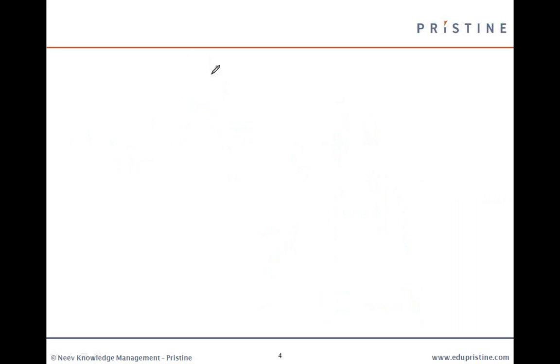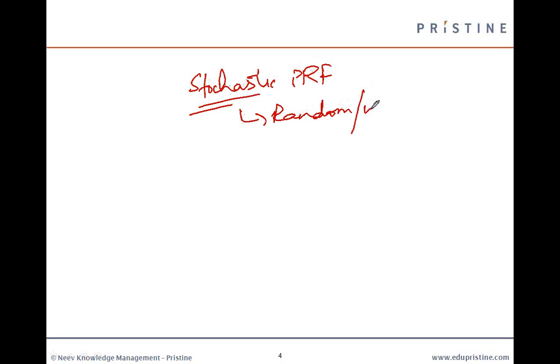So basically, here is where the concept of stochastic PRF comes into the picture. Stochastic is nothing but another term for random. Random means uncertain. I'm not sure. The stochastic PRF is simple. A stochastic PRF can give you a value for the dependent variable for each value of the independent variable.